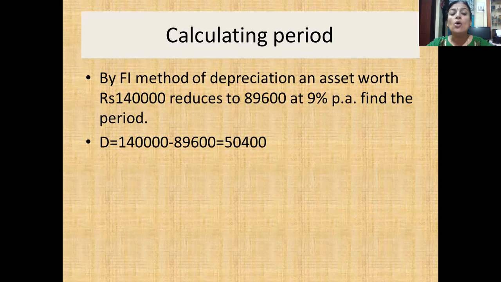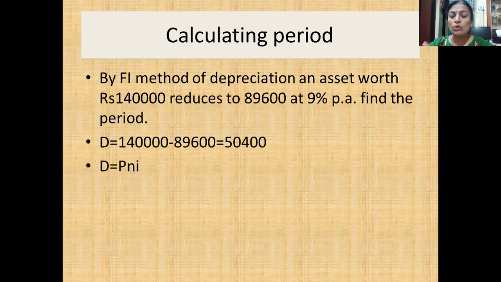D is equal to P minus V. V means at the end how much is left out, and P is the value of the original goods. P will be more because originally the value will be more, and after depreciation the value will be reduced and it will be less. So 1,40,000 minus 89,600 is 50,400. That is the reduced amount, that is nothing but the depreciation.